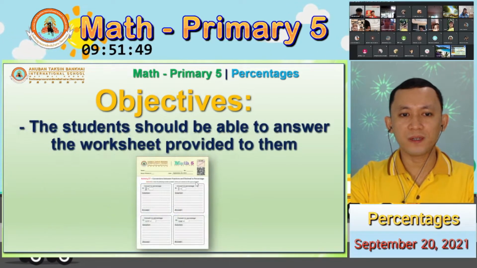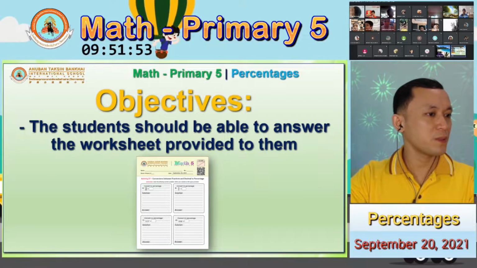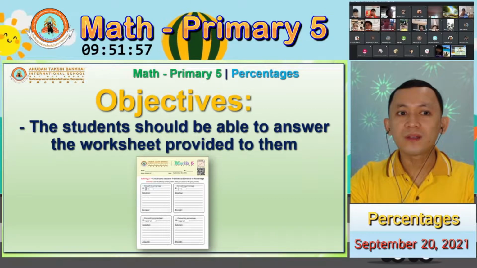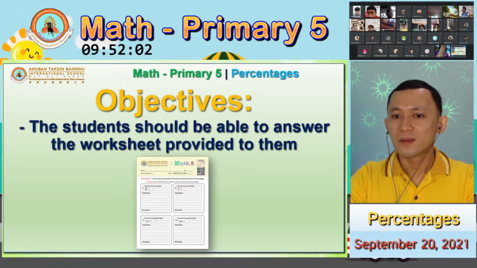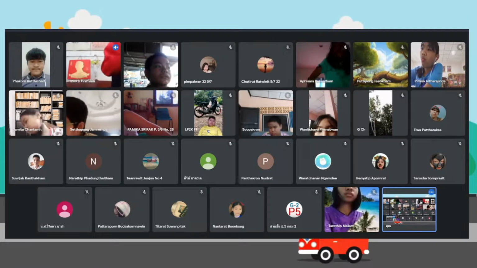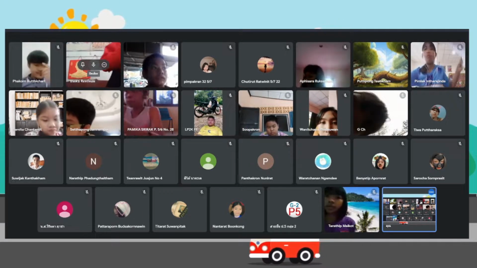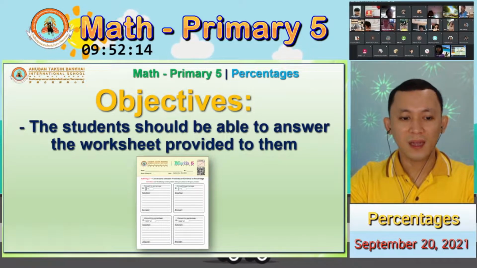Now, by the way, your activity number 27. Do you have your papers? Activity 27. Where's your paper? Do you have it now? Yes. Okay, good. We are going to answer that one later. Just have it ready. We're going to discuss it later.